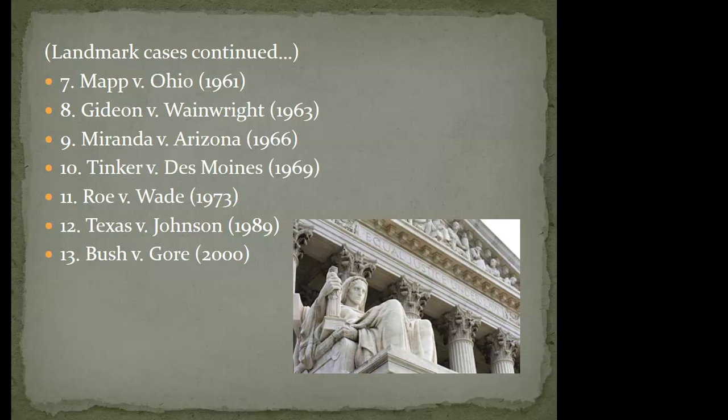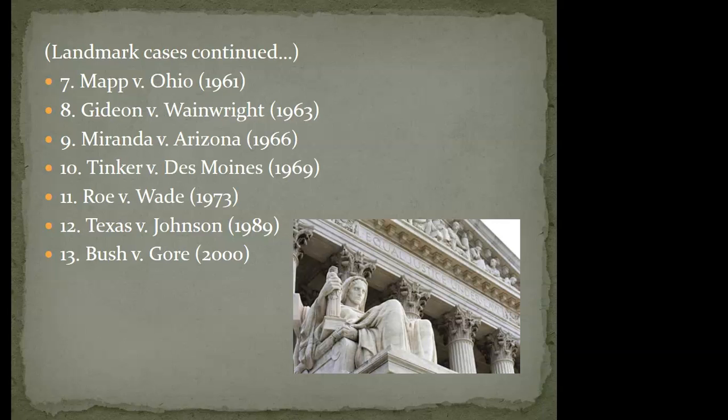Number 10, Tinker versus Des Moines. This is an interesting one involving students. 1969, that's the heart of the Vietnam War. Tinker was one of multiple students in Iowa that had worn a black armband to class as a silent protest against the Vietnam War, just simply a black armband. The teacher had declared that it was a distraction to other students, and the principal had agreed.